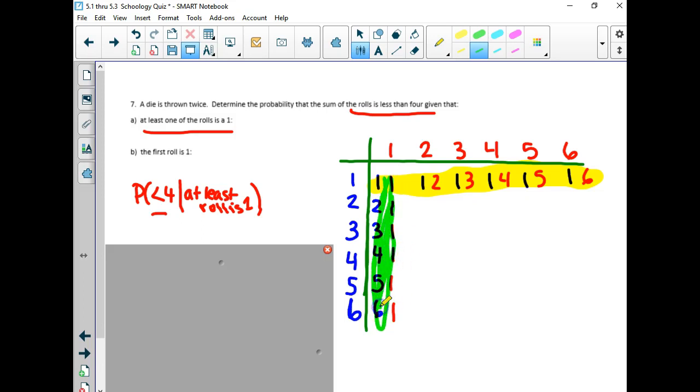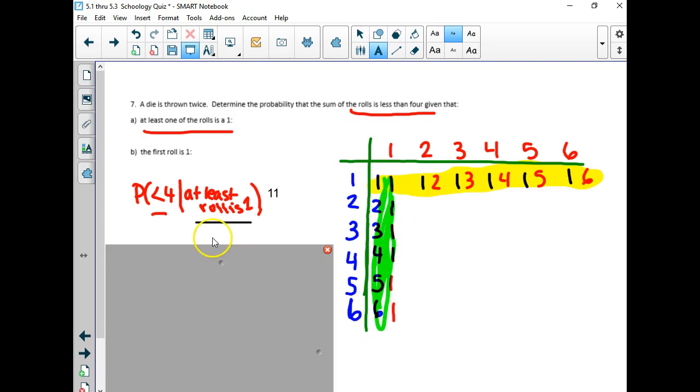At least one of the rolls is 1. When you're doing a conditional probability, in the denominator, I'm going to put all the options for whatever is to the right of that line. Okay, so here we go. At least one of the rolls is 1. There's 1, 2, 3, 4, 5, 6, 7, 8, 9, 10, 11 options.